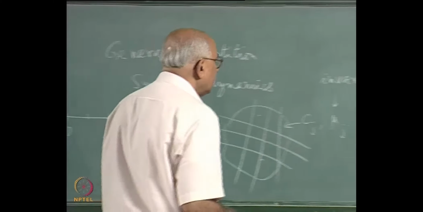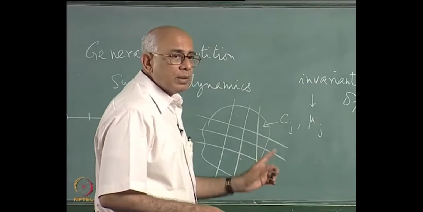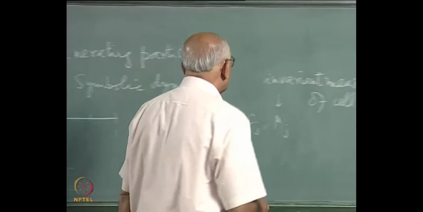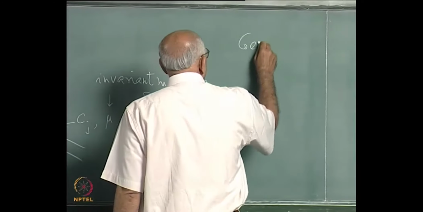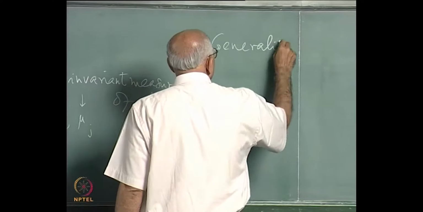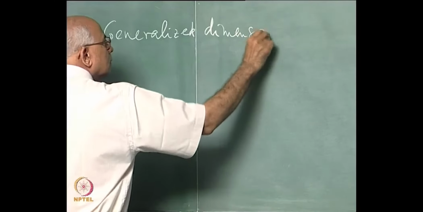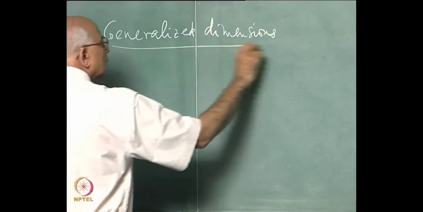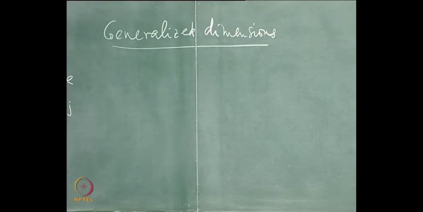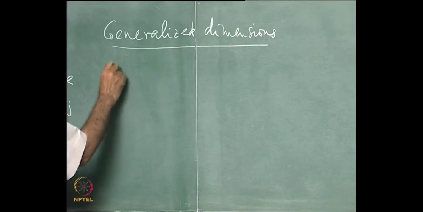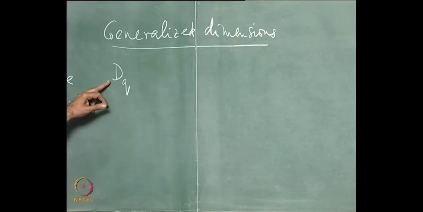Then we define the following set of numbers which helps us do this, and this set of numbers is called the set of generalized dimensions, and it is defined as follows. I introduce a parameter q and write d sub q, this is the generalized dimension, the qth dimension. Q is a real number, and it plays the following role.